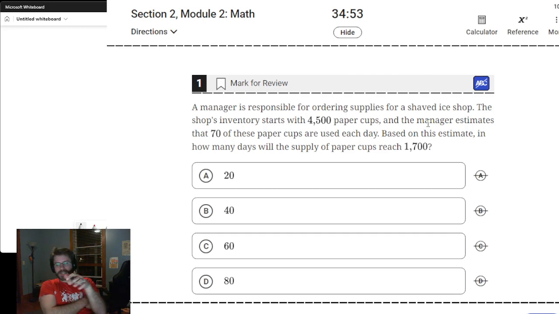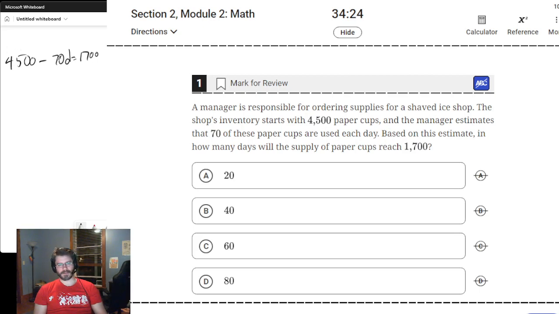Okay, I'm going to go a little faster this time because I know at the end of module 2, it's going to give me some really tough stuff. So let's see what we got here. We got a word problem. Okay, so it's a linear function. We've got a y-intercept 4,500. And the rate is negative, so it's going to be minus 70 for each day. And they want to know when this is going to reach 1,700.